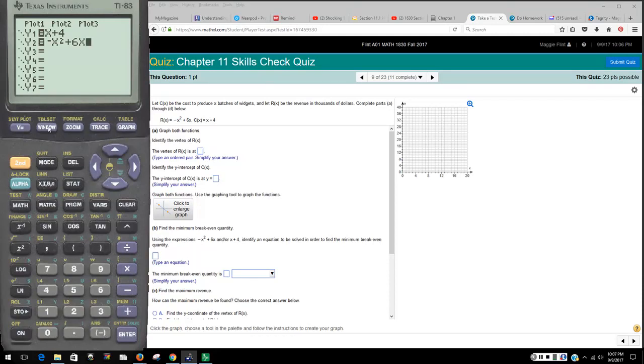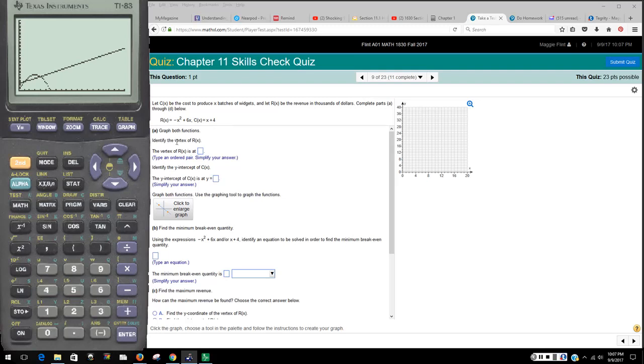And we're going to start by looking at what they set their graph up for so that ours will look like it. So they're going from 0 to 20 in the x and 0 to 40 for the y. So we're going to go to our window, go from 0 to 20, and 0 to 40. And then we're going to graph. So there's your cost function. There's your revenue function. You know that's the revenue function because it's the quadratic.